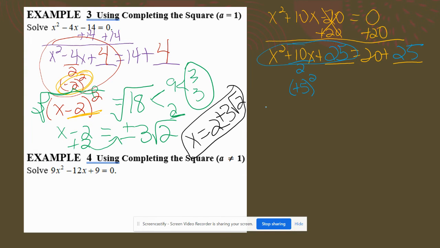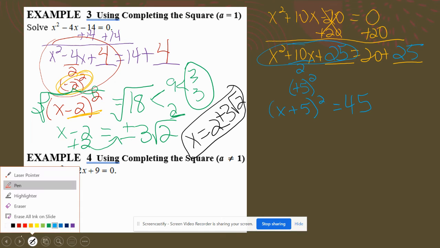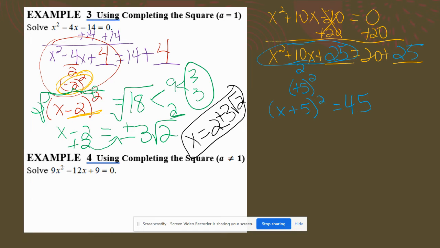We factor that left side. We get x plus 5 squared. And 20 plus 25 is 45. Now we can work on getting x alone. First thing I have to do is get rid of that square. So I'll take the square root of both sides. Those are opposite operations and undo each other.